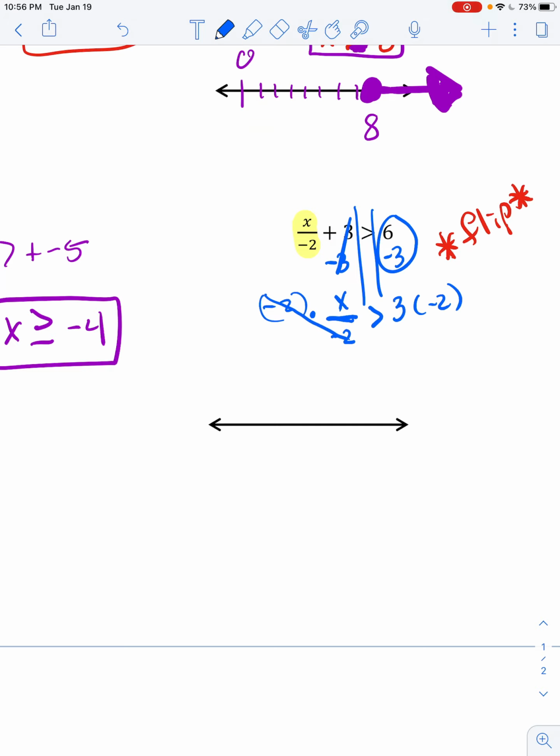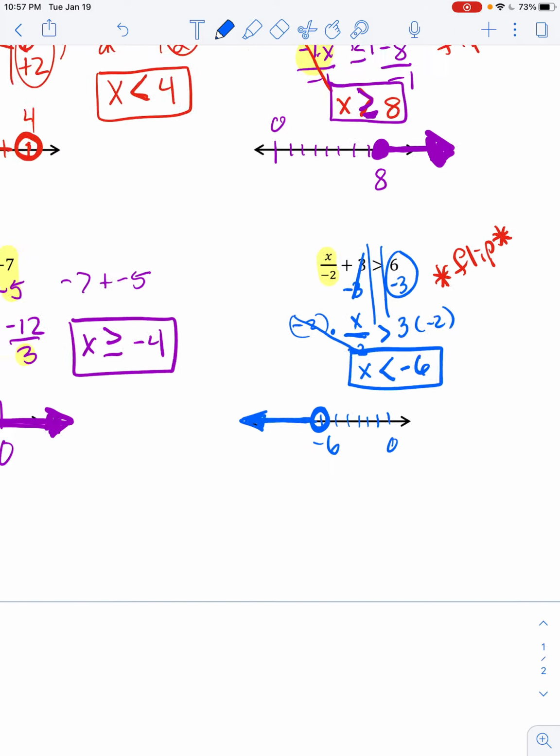Here, the 2's and the negatives cancel, leaving me with x. I flip my symbol because the alligator's like, now the bigger stuff's over here, so I'm going to flip around. 3 times -2 is a -6. There is my solution. So I find -1, 2, 3, 4, 5, 6. It is x strictly less than, so I'm not going to color it in because this -6 isn't included. But I want x's less than or lower than, meaning off to the left. So that is my final example.